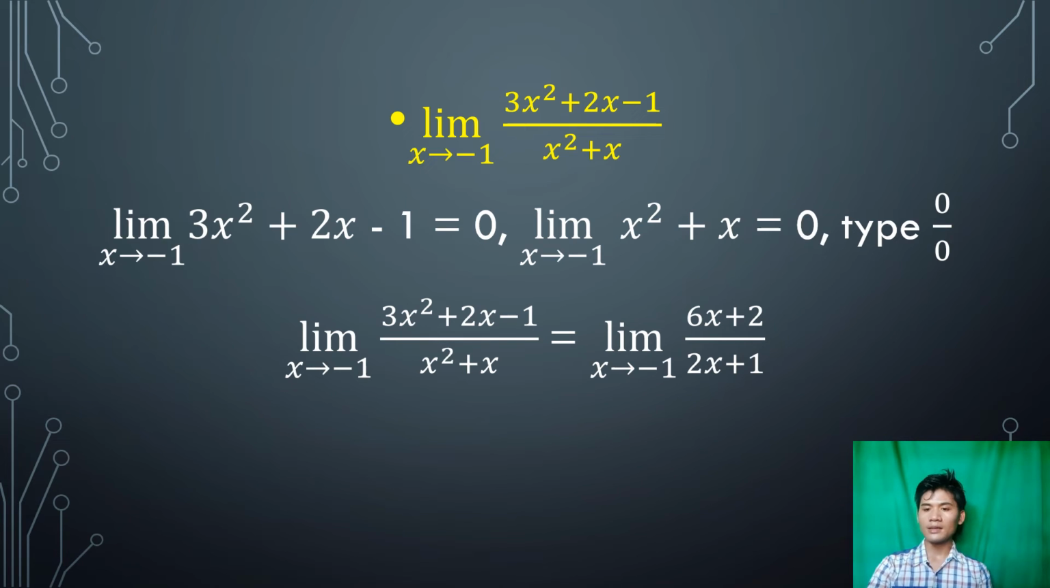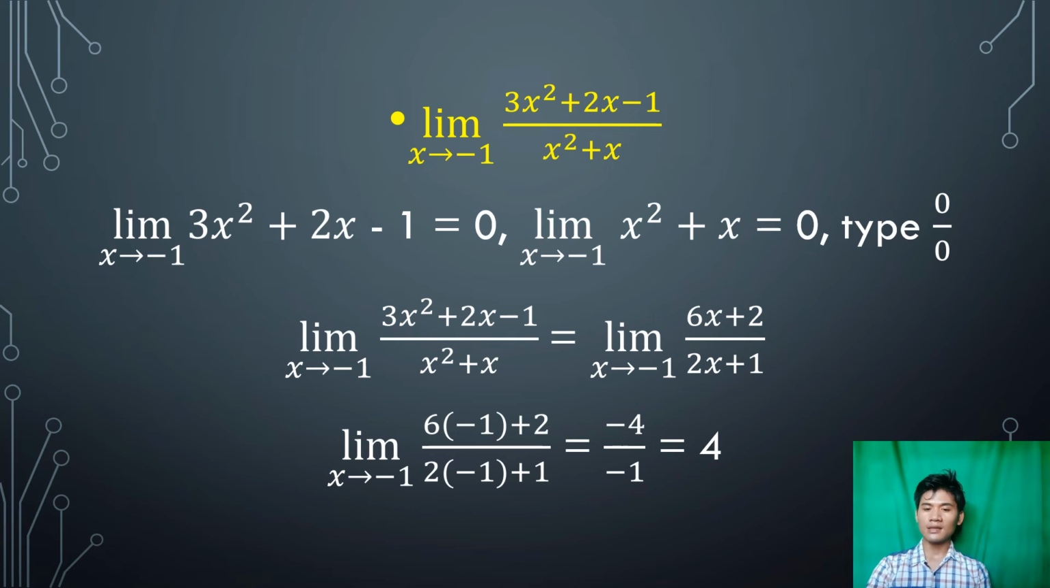So we come up with the limit of 6x plus 2 all over 2x plus 1 as x approaches negative 1. And by that, we plug in the value of negative 1 to the variable x. We have 6 multiplied by negative 1 plus 2 all over 2 multiplied by negative 1 plus 1, which is equal to negative 4 all over negative 1, which is equal to positive 4, as the limit of 3x squared plus 2x minus 1 all over x squared plus x as x approaches negative 1.